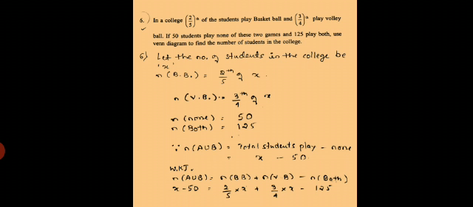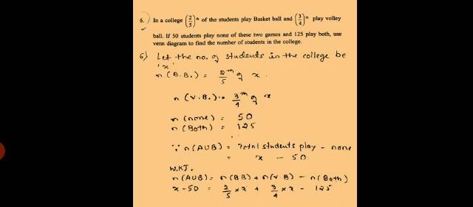These are all data from the question itself. Now, n of A union B is equal to total students who play, minus none, that is equal to x. Total students who play is x minus 50, as we have considered. Now, we know this formula: n of A union B is equal to n of B plus n of V minus n of both.